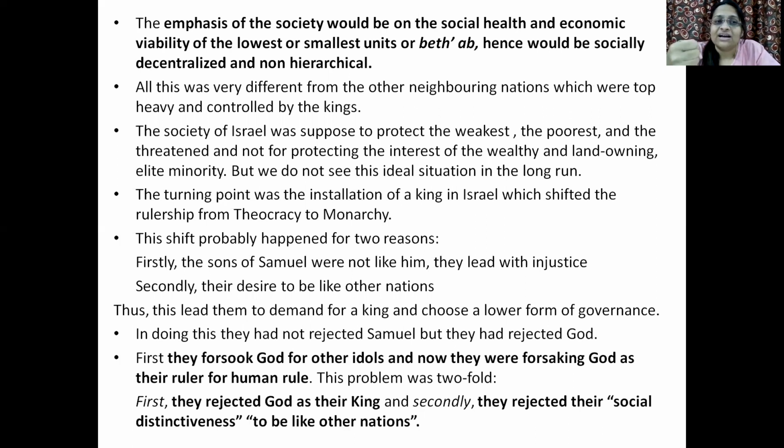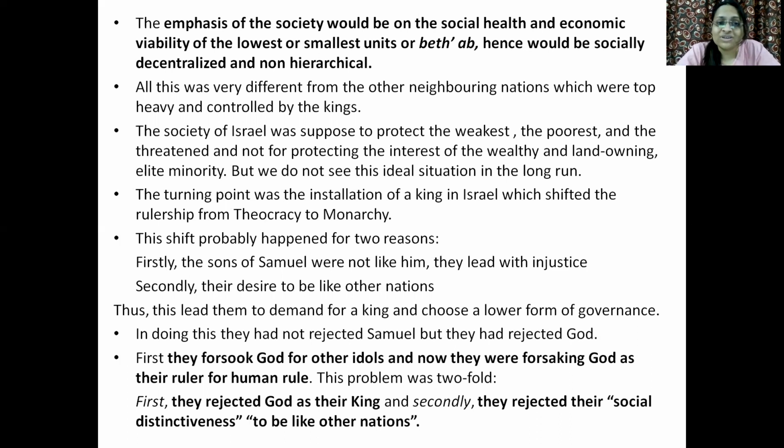Hence, they should be socially decentralized. Means there should not be one king ruling over there, and there should not be hierarchy over there, but it should be for all the people equally. That's how God had planned and desired for the community to be. All this was very different from other neighboring nations where it was top heavy, where the kings controlled everything. That's not how God wanted Israel to be.